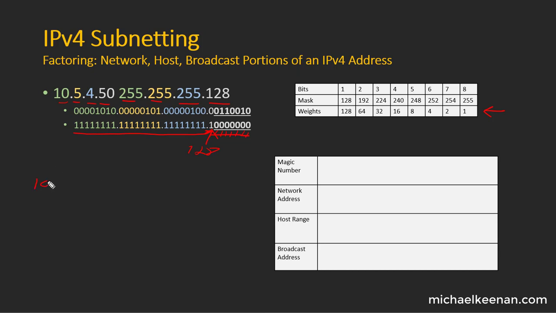So we'll say 10.5.4. And because we know that it's 50, 50 falls in between 0 and 128, so that is the first subnet. So the first subnet is 0.